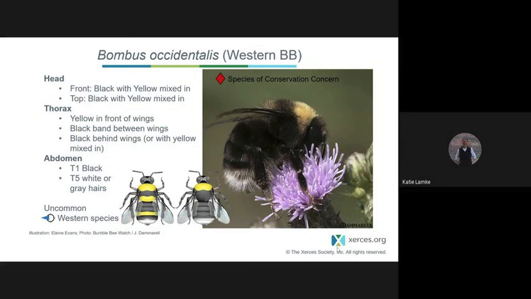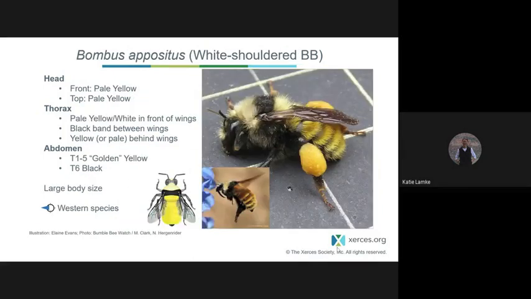For the abdomen, T1 is usually black. T5 has white or gray hairs on it, and there can be some yellow mixed in between T2 and T4. And the last bee that has some white on it is Bombus appositus, or the white-shouldered bumblebee.